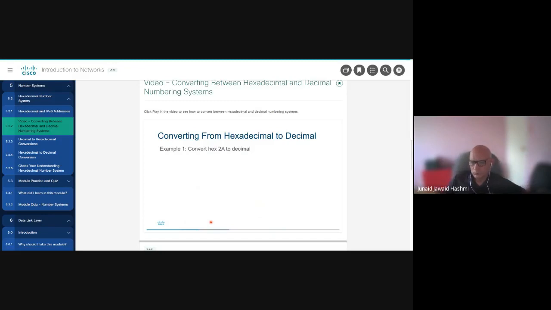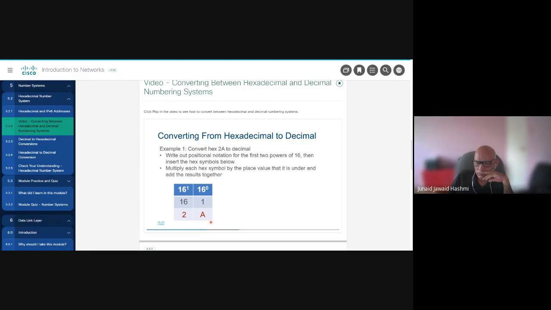First, I'll write out the positional notation for the first 2 powers of 16, then insert the hex symbols below the corresponding place values, 2 under 16 and A under 1. Then I'll multiply each hex symbol by the place value that it's under and add the results together. So we get 2 times 16 plus A times 1. That gives us 2 times 16 plus 10, which is the decimal equivalent of A in hex, times 1, which gives us 32 plus 10, or 42 in decimal.